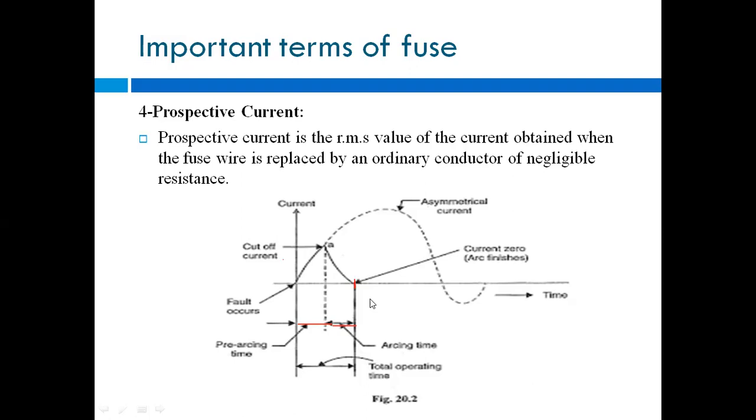So to vanish that arc, it is necessary to use some different materials, or some time is taken for extinguishing that arc. Okay, so that is the arcing time. Here it is shown. Okay, now here current zero point. Current zero point means here the arc finishes.